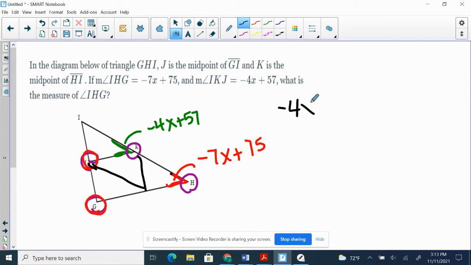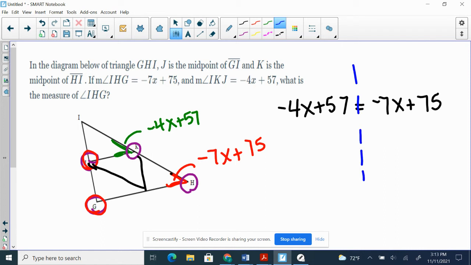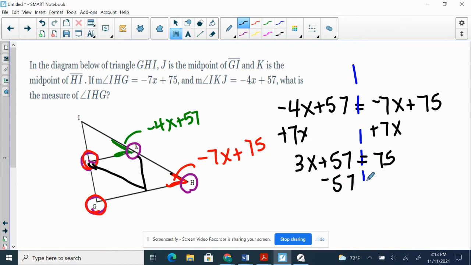So negative 4x plus 57 is equal to negative 7x plus 75. Remember, we have our big equal marks, which means you have to be very conscious: if it crosses over, you have to take the opposite. I like to work to make my x positive, so I'm going to add 7x to both sides. It's going to be 3x plus 57 equals 75. So I'm going to subtract 57 from each side, and I get 18. So 3x equals 18. Divide by 3 because that's the inverse of multiplication. So x is going to be 6.